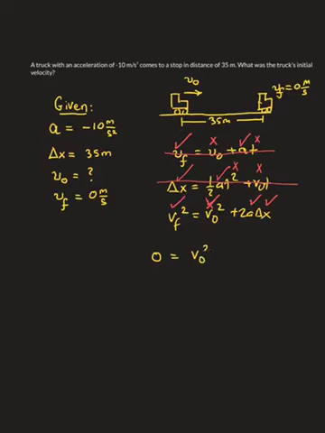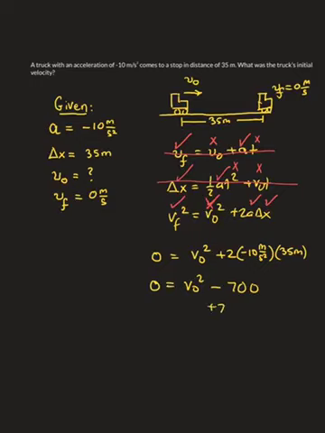So v final is 0, so 0 squared is just still 0. V initial squared plus 2 times. Now keep in mind that the acceleration is negative, and you have to plug it in as a negative in your equation. So negative 10 meters per second squared, and then times delta x, which is 35 meters. So we can go ahead and solve this. So 0 equals v naught squared minus 700. And we could leave the units until the end.